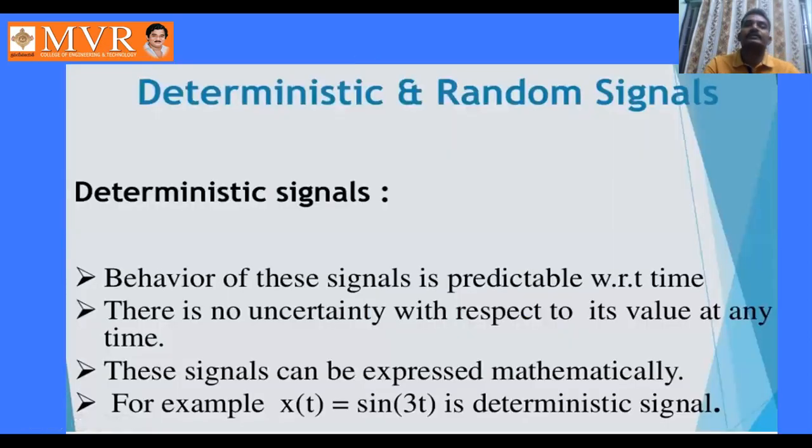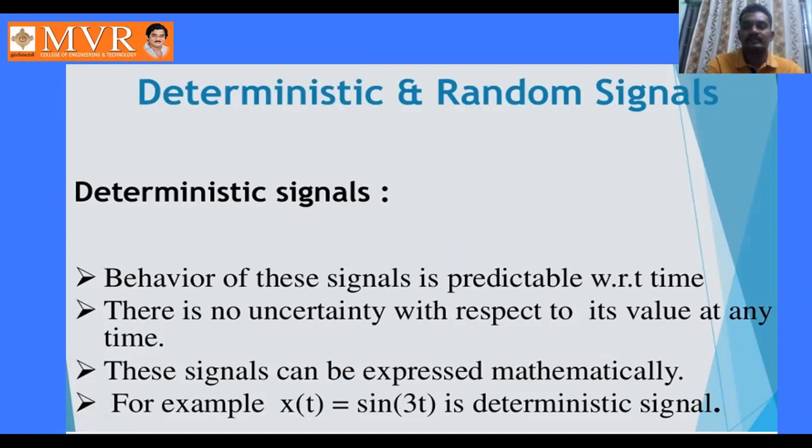Next, coming to the deterministic and random signals. These are all the basic signals. So a deterministic signal means it is predictable. So the behavior of the signals is predictable with respect to time. There is no uncertainty with respect to its value at any time. Mathematically, we can express these deterministic signals like x of t is equal to sine 3t.